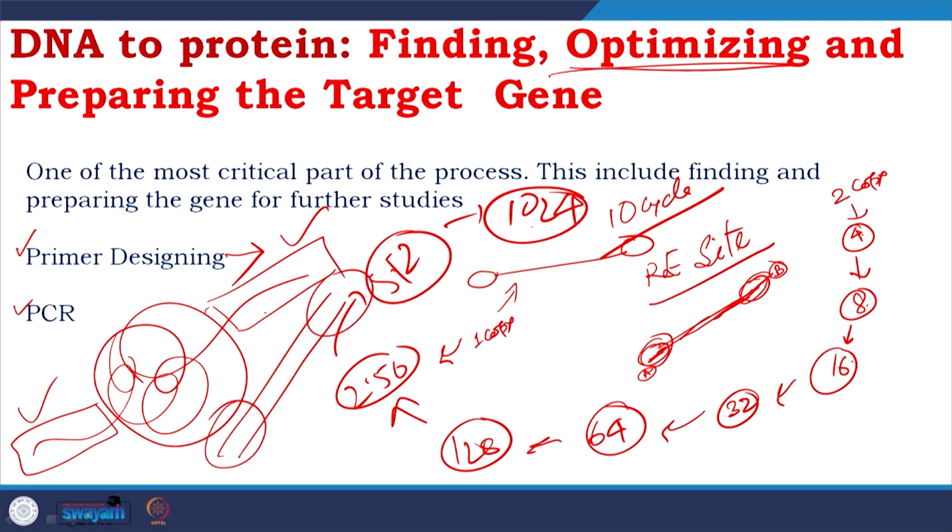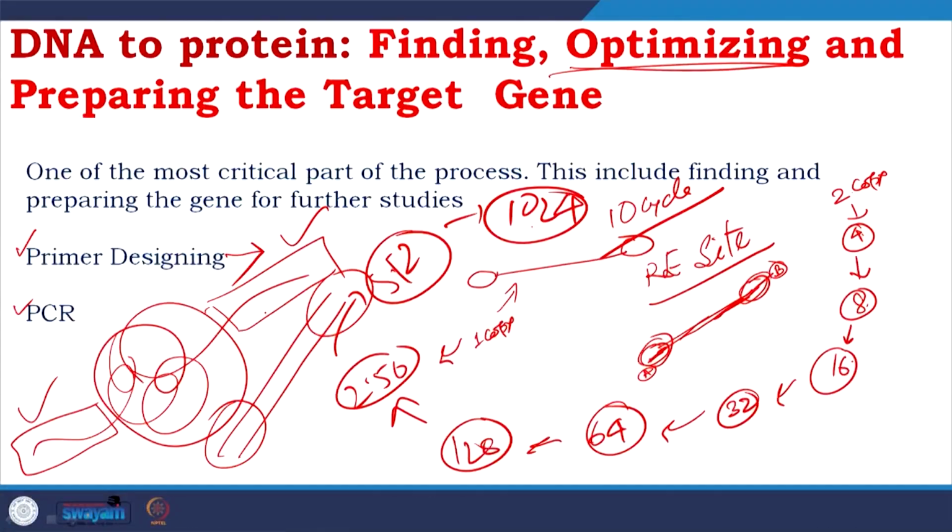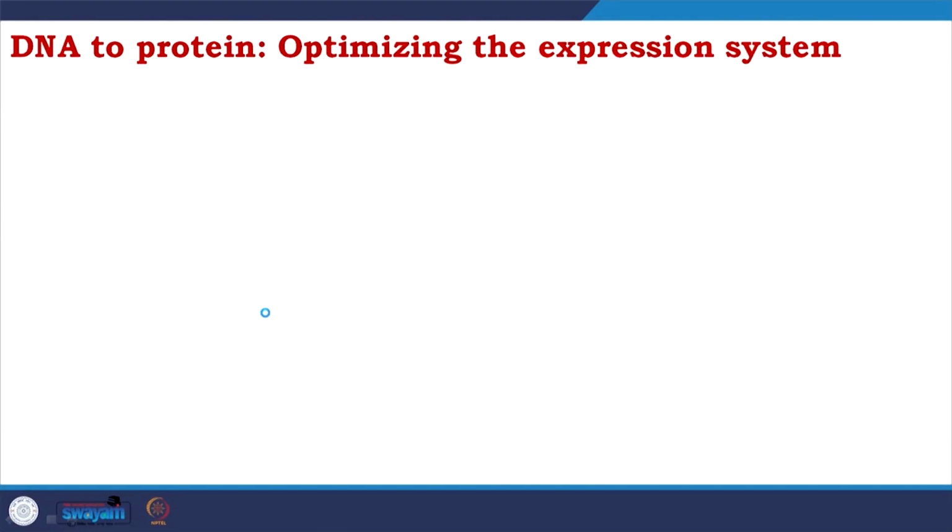Why do you do that? By doing that, you make the structure more compact, and that will ensure that later when you overexpress the protein, you get more product. When you crystallize the protein, you will have a better chance of getting a crystal. Why? I will discuss that later. So we talked about finding a gene, optimizing it, and preparing the target gene. The next thing is to get an optimized expression system.